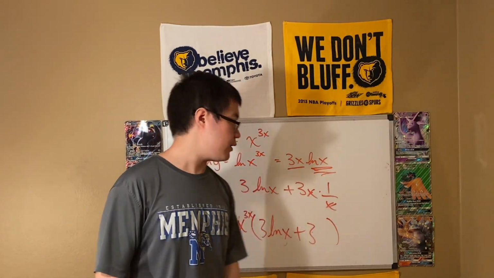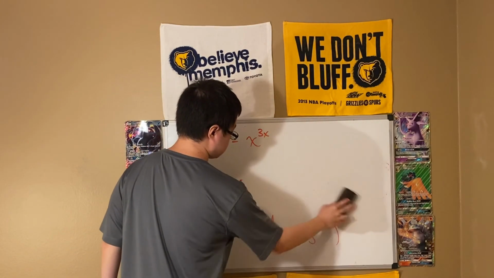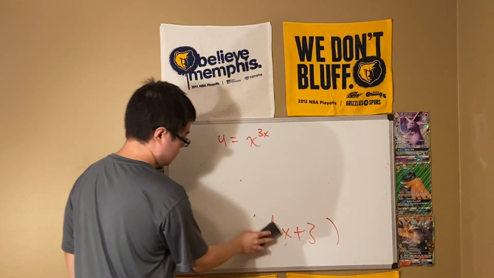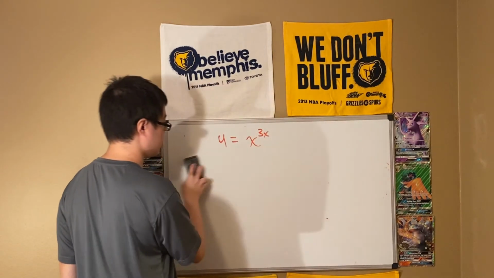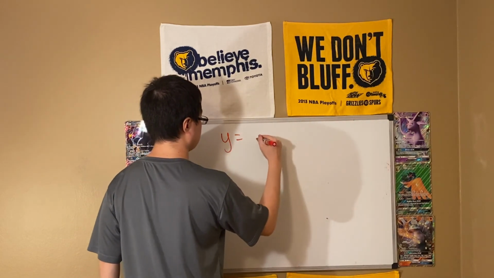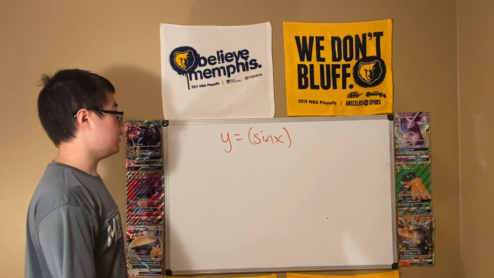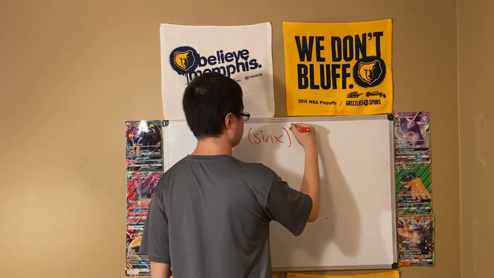So let's see what you got here. I'm going to erase this and do another question. Let's do another question. Let's do y is equal to sine of x to the x squared.